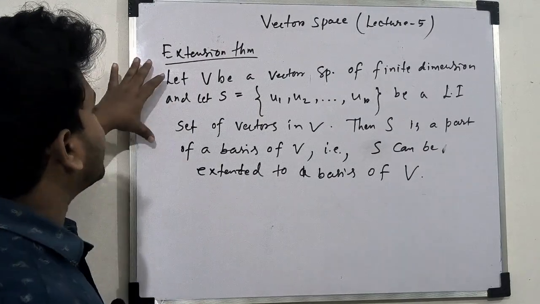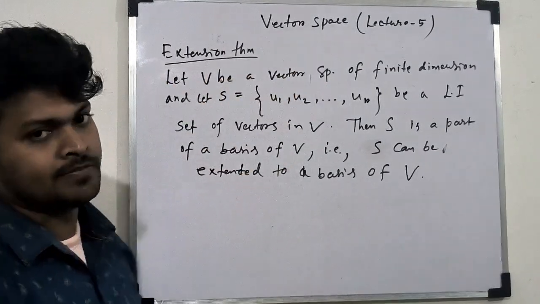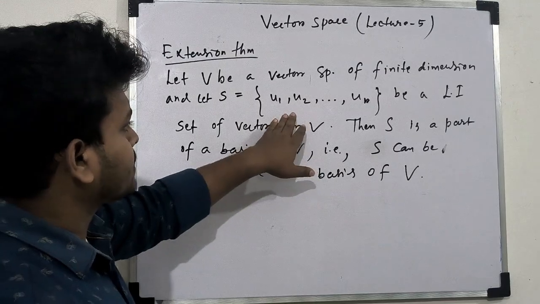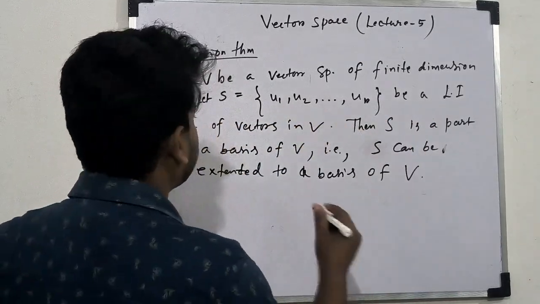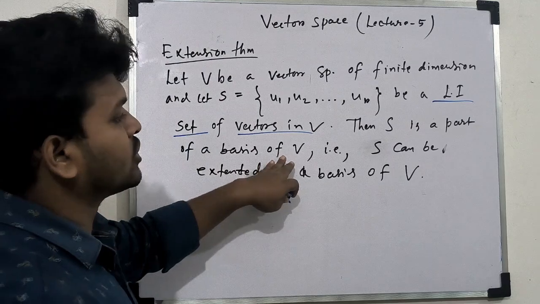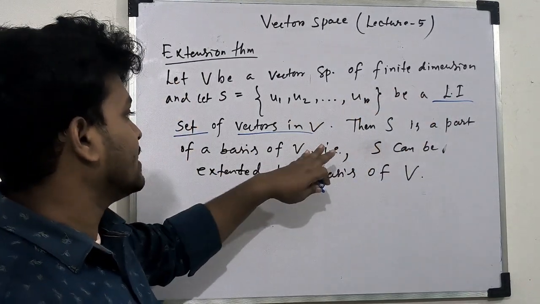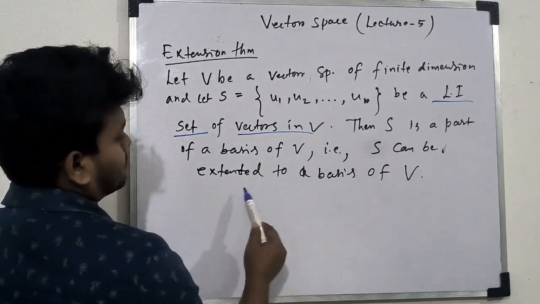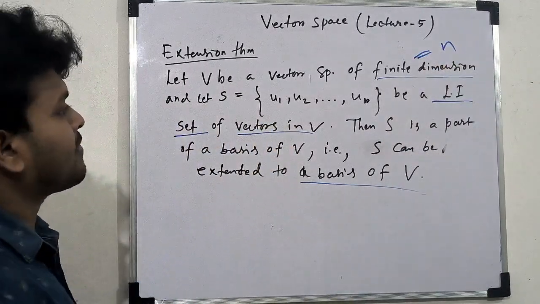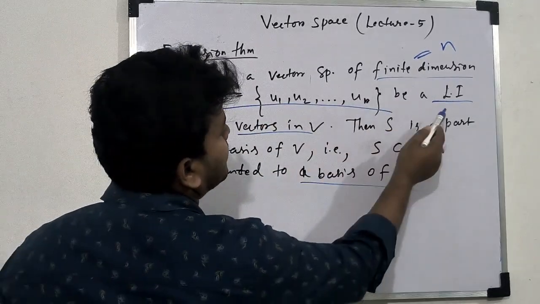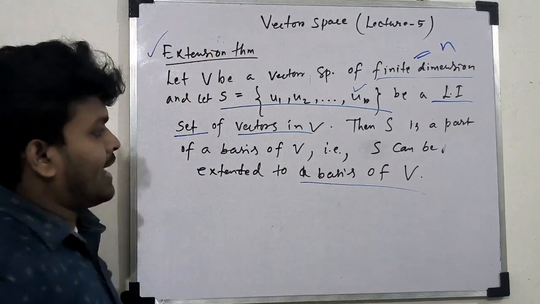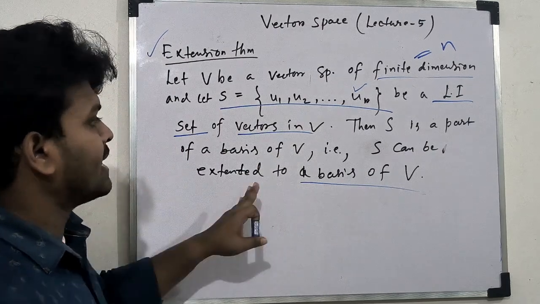Now we discuss a very important theorem, which is called the extension theorem in vector space. Let V be a vector space of finite dimension, and let S contain u1, u2, up to ur, a linearly independent set of vectors in V, not a basis. Then S is a part of a basis of V, and it can be extended to a basis of V. If V is a finite dimensional vector space of dimension n, and S is a linearly independent set which contains r elements, then this is part of a basis. And the beauty of this theorem is that this linearly independent set can be extended to a basis.